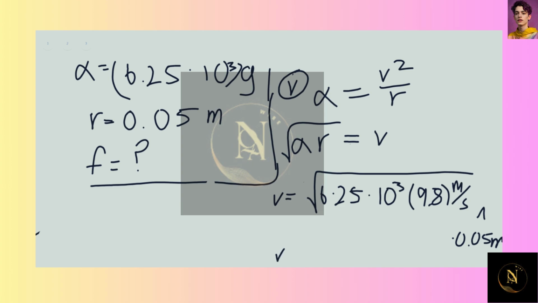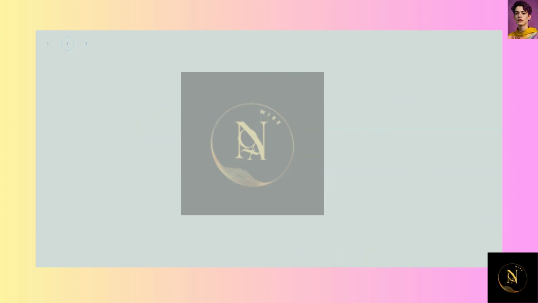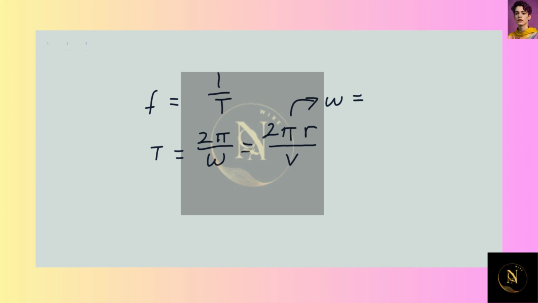So when we plug that all into our calculator, we're going to find that v is equal to 55.3, and our units do in fact work out to be meters per second, so we're on the right track. Now from here, we can remember that the equation for f, or one of the equations for frequency, is that frequency is equal to 1 over the period. Now, the period can be written as 2 pi over the angular velocity omega, which is rewritten as 2 pi r over v, since omega is equal to v over r. And we just found v, and r is given in the problem, so we can solve.